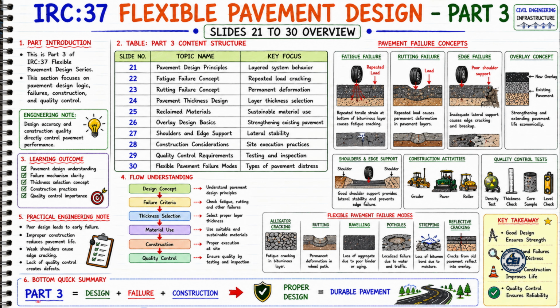Section 9. Failure modes. Now flexible pavement failure modes are given below. Alligator cracking, rutting, raveling, potholes, stripping, reflective cracking. These are all pavement distress types that develop due to design or construction issues.